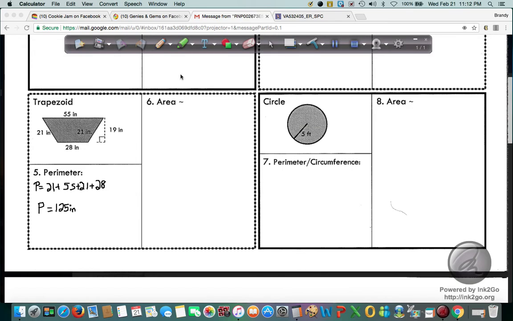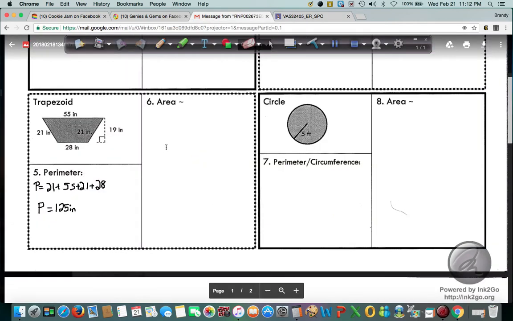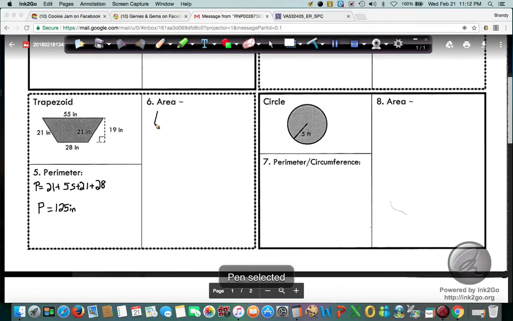Now, we already decided our area. It's over here, right there. Area equals half the height times the sum of the bases. So base 1 plus base 2. The very first thing you do is copy that over here. And yes, you will get a formula sheet for your test. You'll get it for the SOL anytime you need it. So it's half the height times the sum of the bases. Base 1 plus base 2. Okay, so step 1, formula.